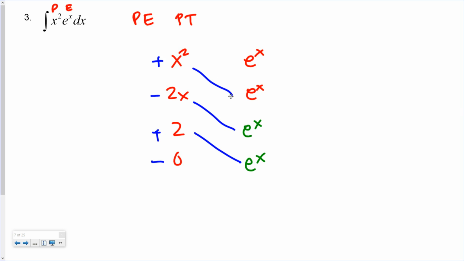You just read it out. You multiply and add every multiple together. So here we go. The answer is x squared e^x minus 2x e^x plus 2e^x plus c. And that is the answer to this integral. Now, you could have done it the long way.